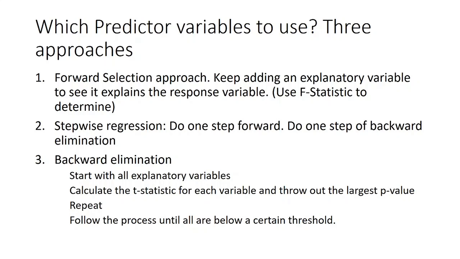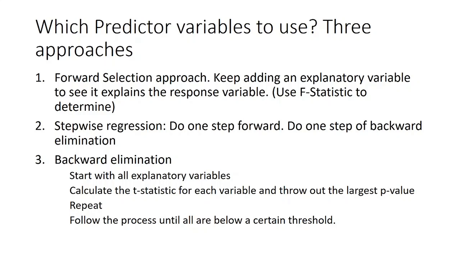The other one is stepwise regression. You do one step forward, see what you have, and then do one step backwards, throw one out, throw another one in, throw one out, and you go until you reach an equilibrium. And today we're going to talk about the backward elimination method.